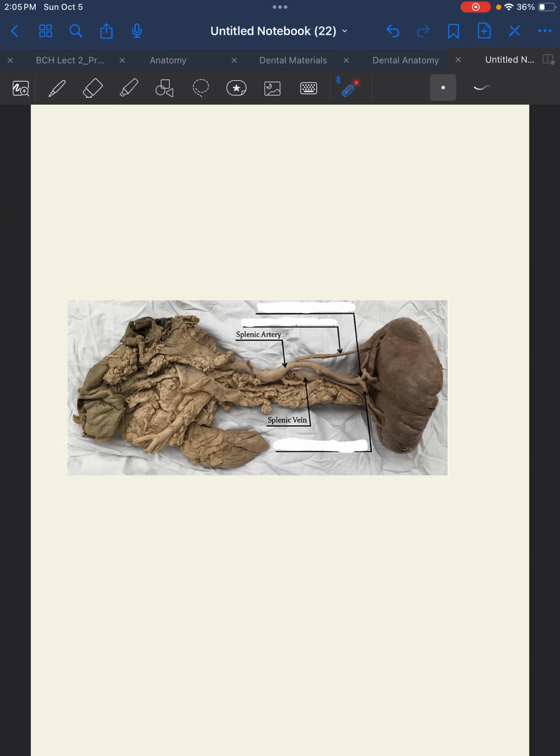Here's the spleen actually removed from the body. There's the splenic artery that's supplying oxygenated blood to the spleen. There's the splenic vein taking deoxygenated blood away from the spleen. And here is the pancreas. So there's the tail of the pancreas, and as you can see, it makes contact with the spleen. So tail of the pancreas, splenic artery. Underneath that is the splenic vein.